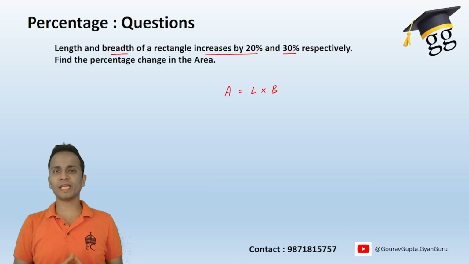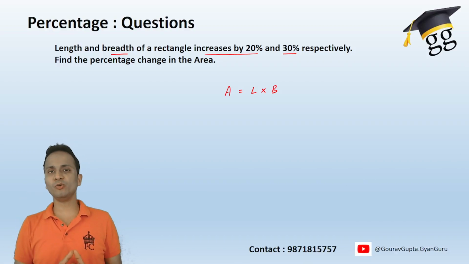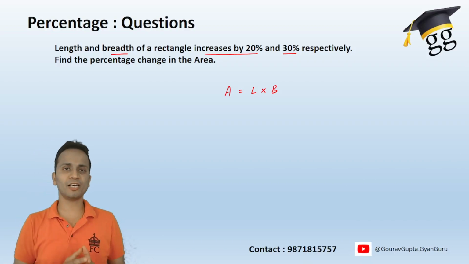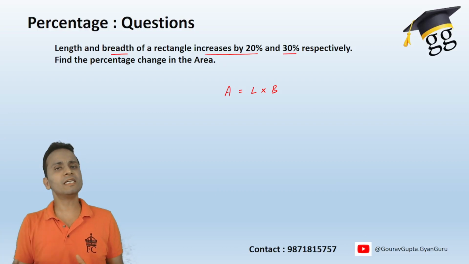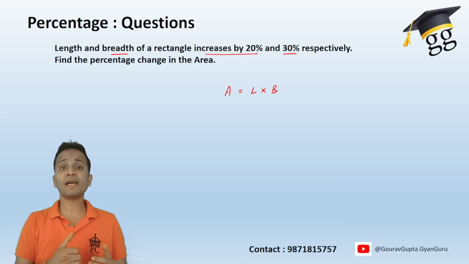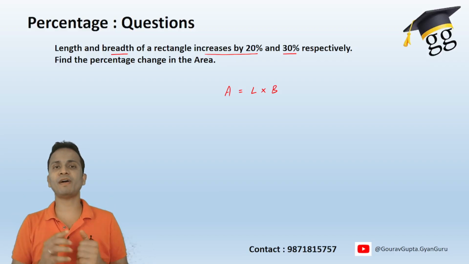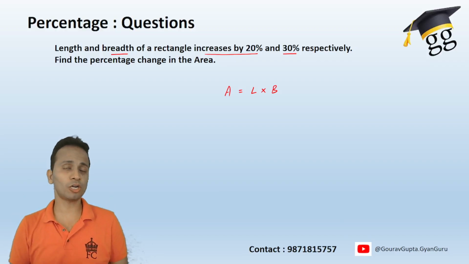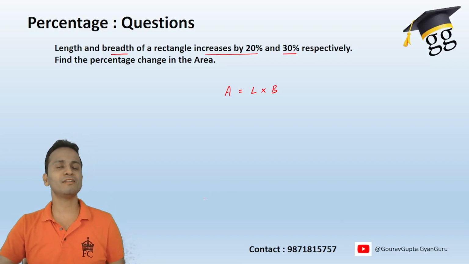So conventional way क्या है? लेंथ और ब्रेथ की कोई भी वैल्यू अज्यूम कर लो, एरिया कैलकुलेट करो, then increase both length and breadth by the given percentages, again find out the new area and then find out the percentage change. The shortcut method is directly apply the formula of successive percentage change, right?